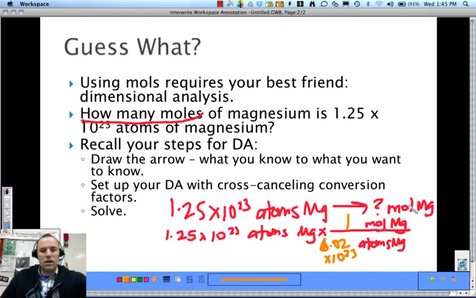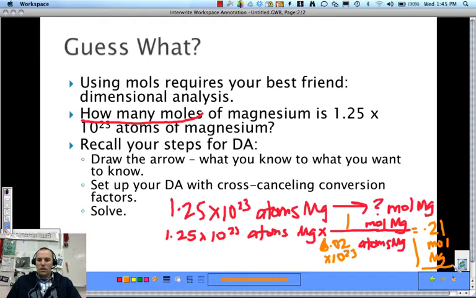Take out your calculator. Type in 1.25. Remember, times 10 to the 23rd would be E23. So 1.25 E23 divided by 6.02 E23. And hit enter, and you get an answer of 0.21. And that's moles of magnesium. Okay, there's your answer.